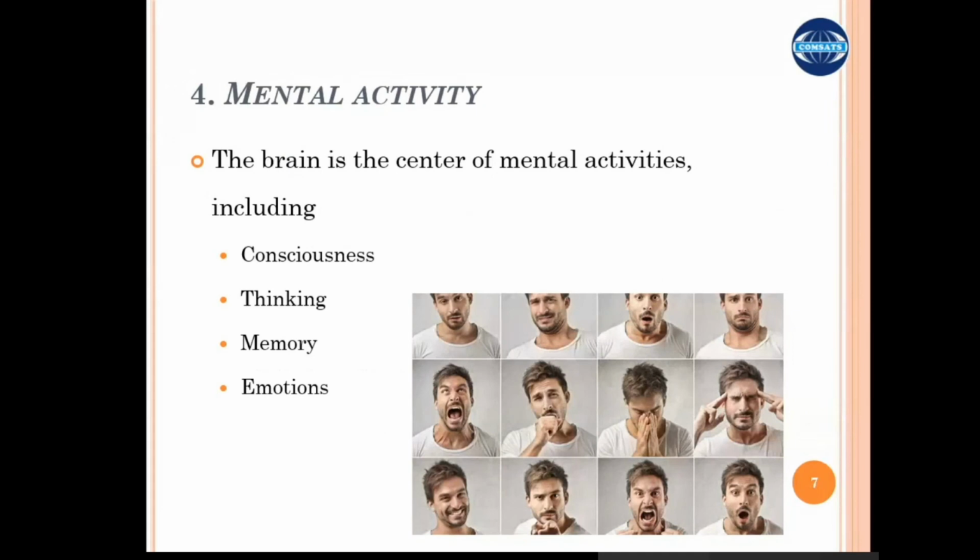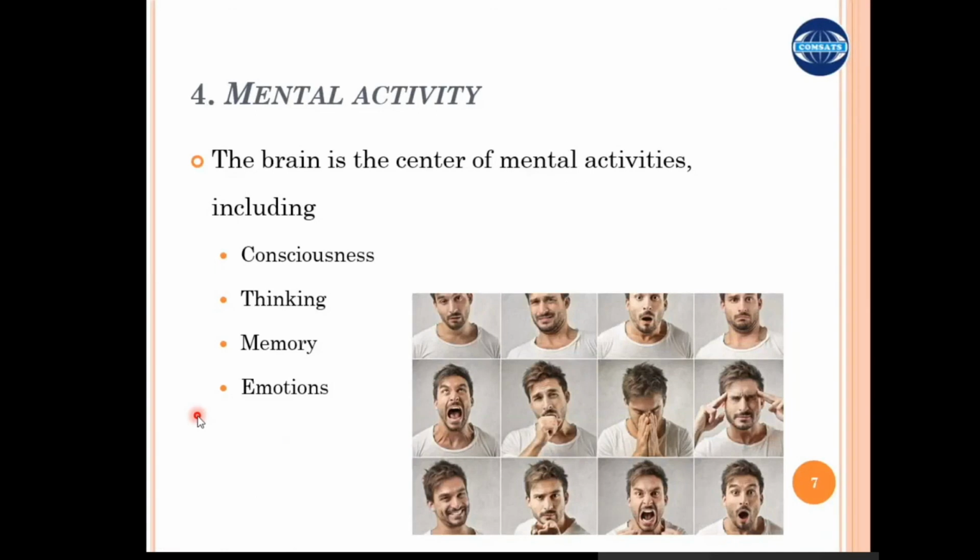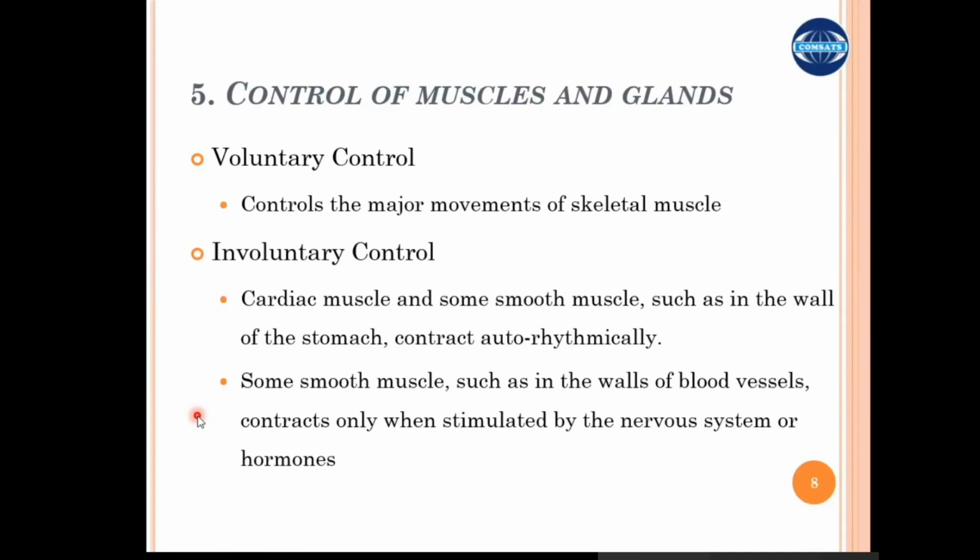The brain is the center of the mental activities, including consciousness, thinking, memory, and emotions. Right? So there are different activities that the brain has to perform. One is the control of the muscles and glands. The voluntary muscles are always under the control of the brain, but there are some involuntary muscles which are controlled by the brain and nervous system without the involvement of the consciousness of that animal. Right, so there are rhythmic contractions of the heart or stomach or blood vessels in the animal's body, and they're all maintained by the nervous system.